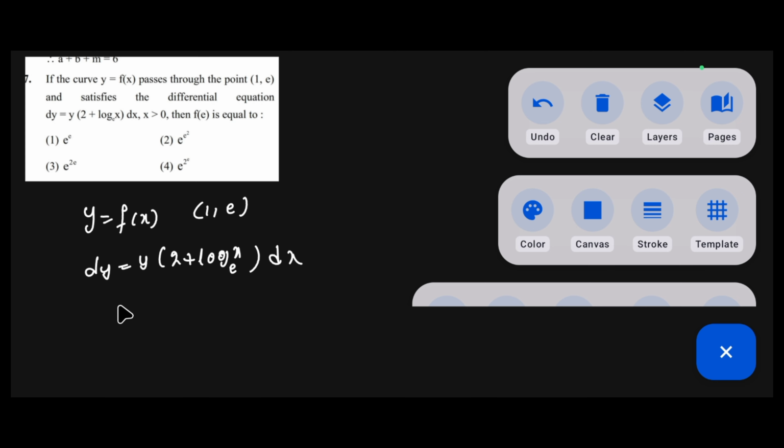Let's solve the question. First solve the differential equation. dy by y is equal to (2 + log x base e) dx. Integrating on both sides, the integral of dy by y is equal to the integral of (2 + logarithm of x base e) dx.